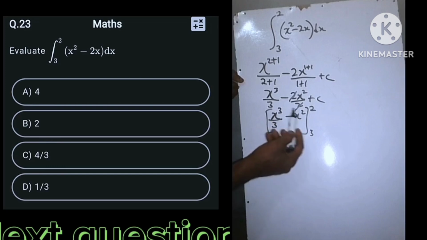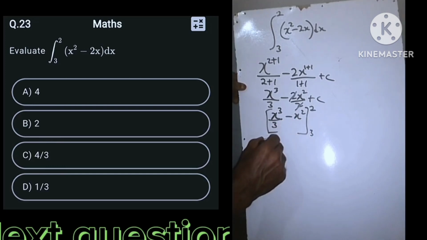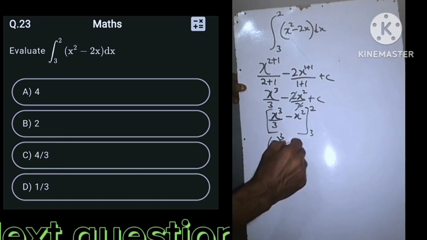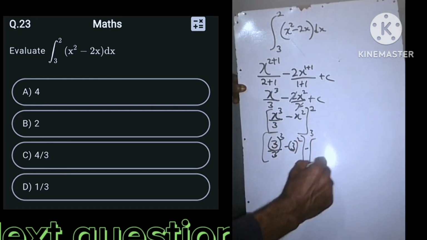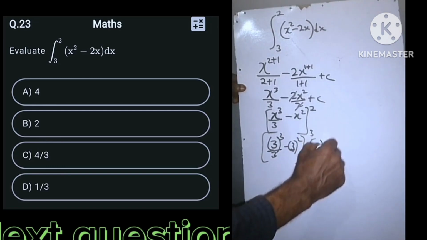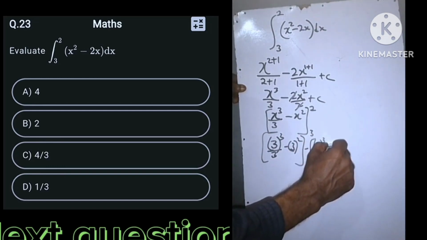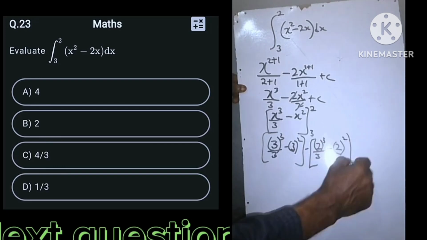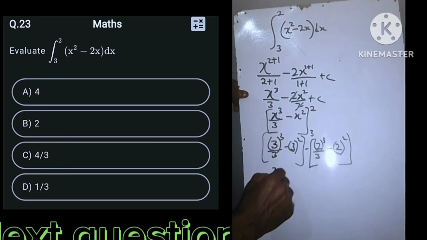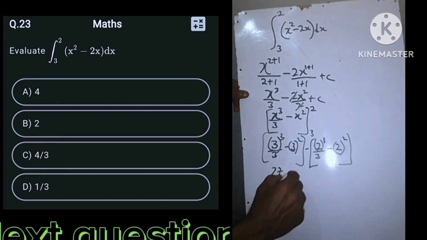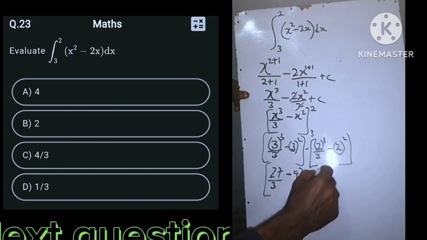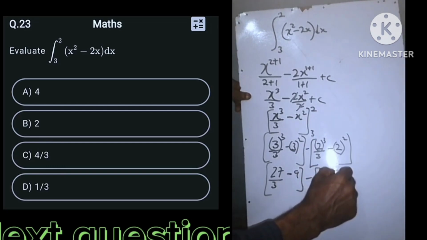So if we see x here, we're going to put the 3 there. So this becomes 3 raised to power 3 divided by 3 minus 3 squared. Then minus when x is 2 becomes 2 raised to power 3 divided by 3 minus 2 raised to power 2. So at this point, this will give us 27 divided by 3 minus 9. Then minus this one now will give us 8 over 3 minus 4.